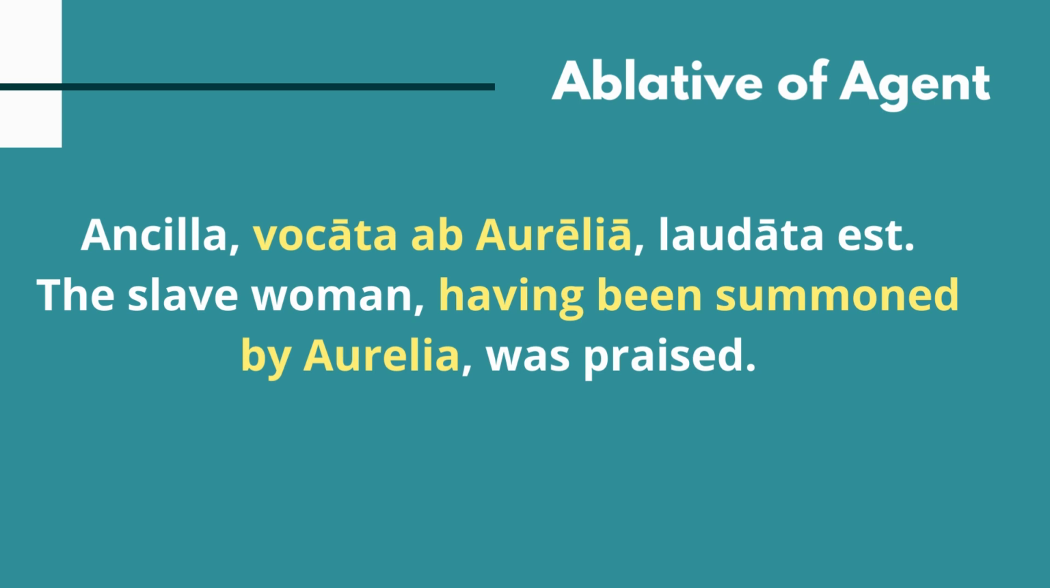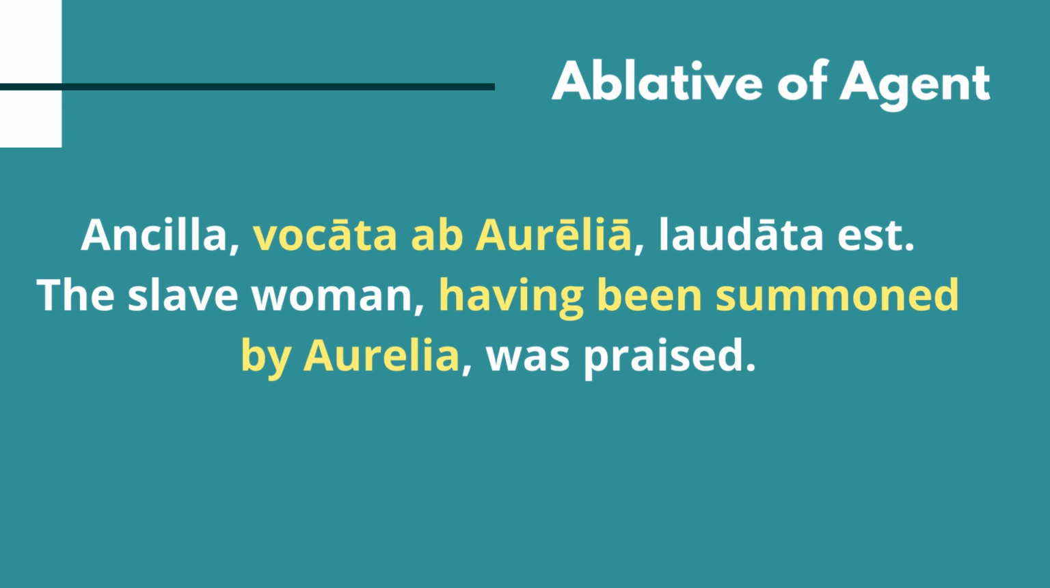If you said "Ancilla, vocata ab Aurelia, laudata est," I'm saying the slave woman, the ancilla, having been summoned, was praised, laudata est. Well, who summoned or who called the slave woman? Aurelia did, right? Here we're using the ablative. We have ab Aurelia, having been summoned by Aurelia. This is what we call the ablative of agent, right? I'm saying who called the slave woman? Aurelia did. We use the preposition ab.